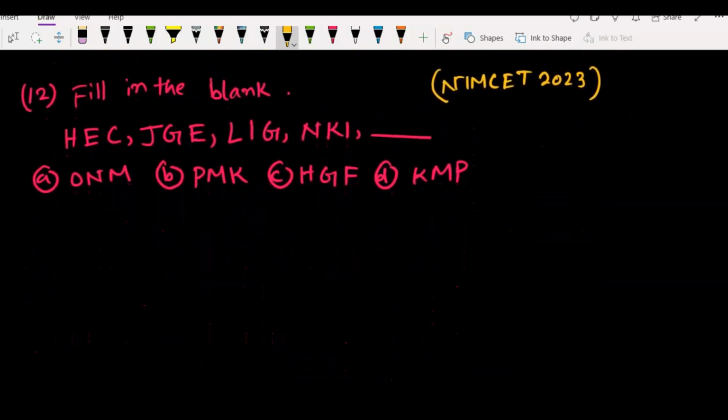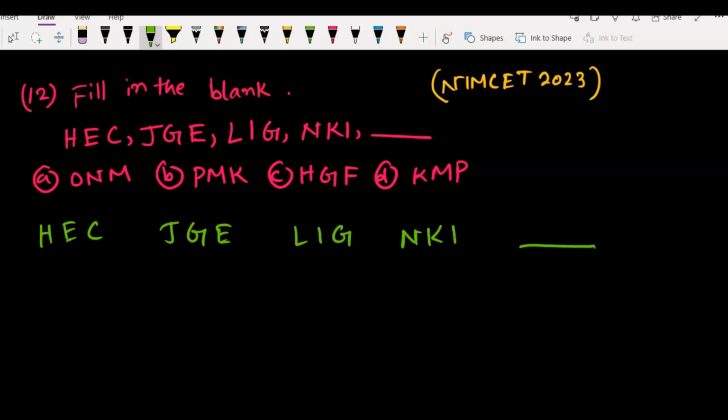Then we have this fill in the blank. First is H, E, C, then J, G, E, L, I, G, N, K, I, and we have to tell the next. So H is 8, J is 10, L is 12, N is 14. So we see there is a difference of 2. 8 plus 2 is 10, 10 plus 2 is 12, 12 plus 2 is 14, then 14 plus 2 will be 16. 16 means P. So it will start with P. So there is only one option, that is option B. It starts with P. So the answer is P and K.